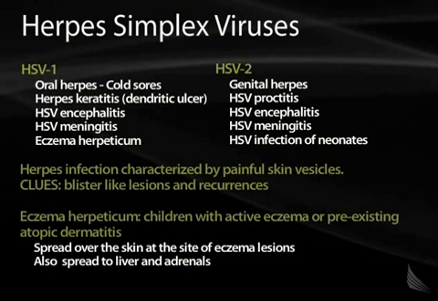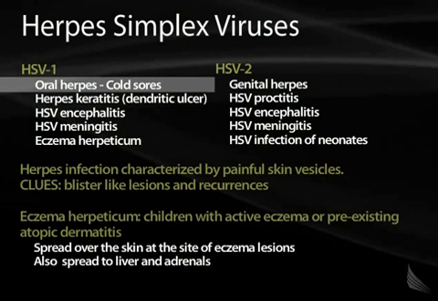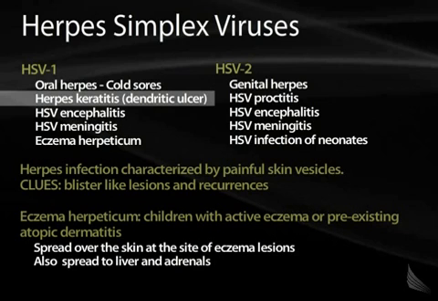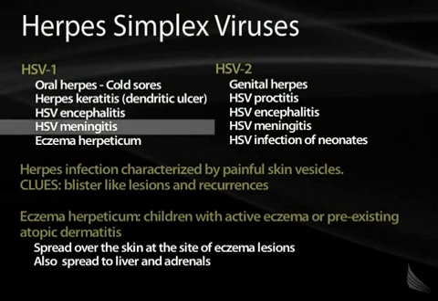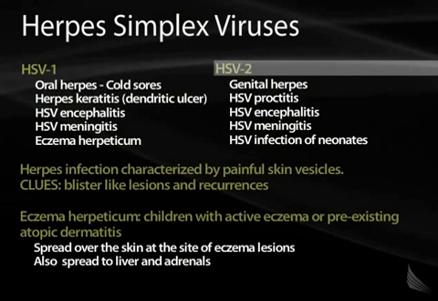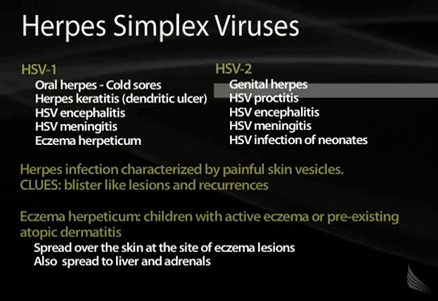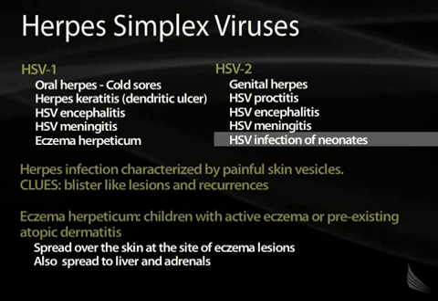HSV1 and HSV2 have different appearances and clinical presentations. HSV1 classically causes oral herpes with cold sores and herpetic keratitis with a dendritic ulcer. It can also cause HSV encephalitis, meningitis, and eczema herpeticum. HSV2 classically causes genital herpes, proctitis, encephalitis, meningitis, and infection of neonates. There can be a mix and match, with HSV2 in the oral region and HSV1 in the genital region.